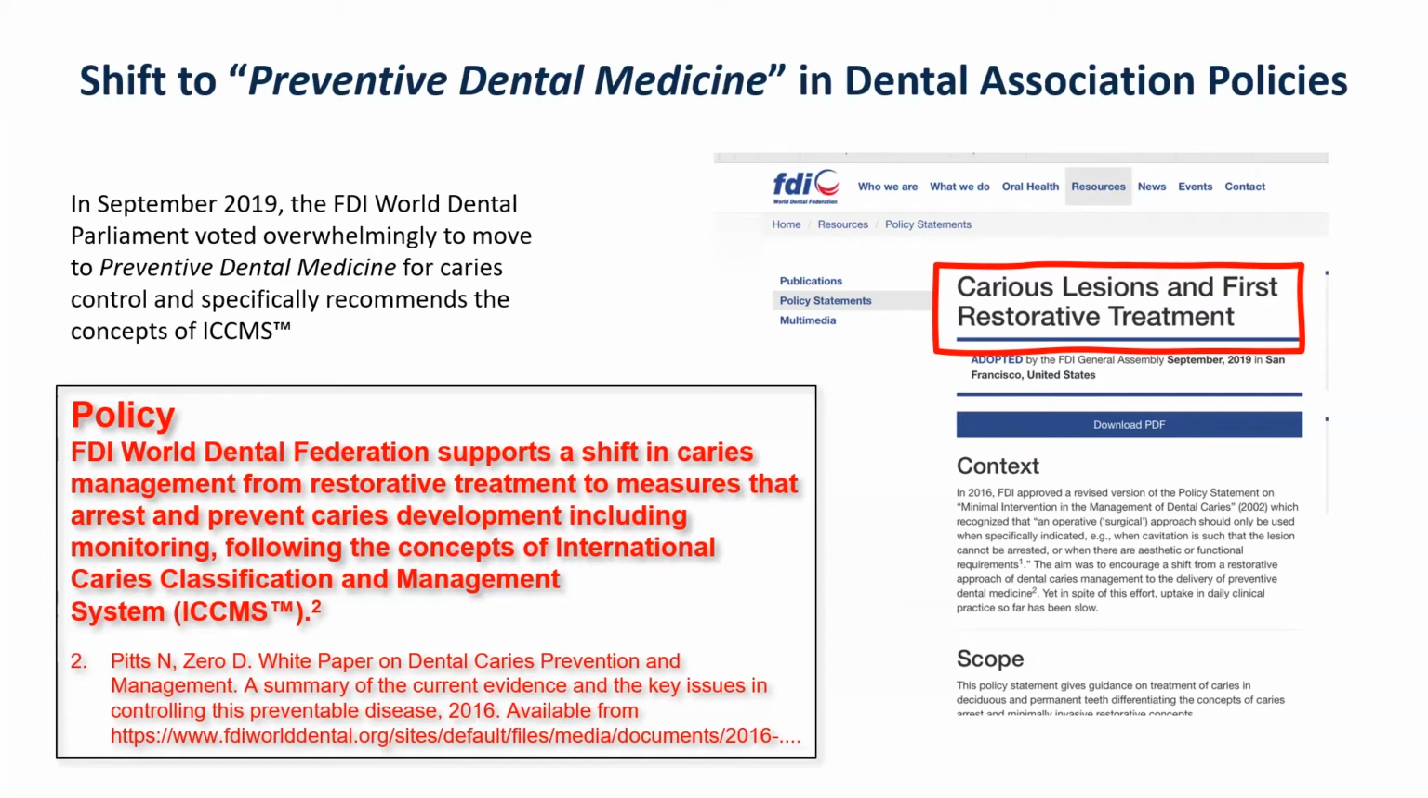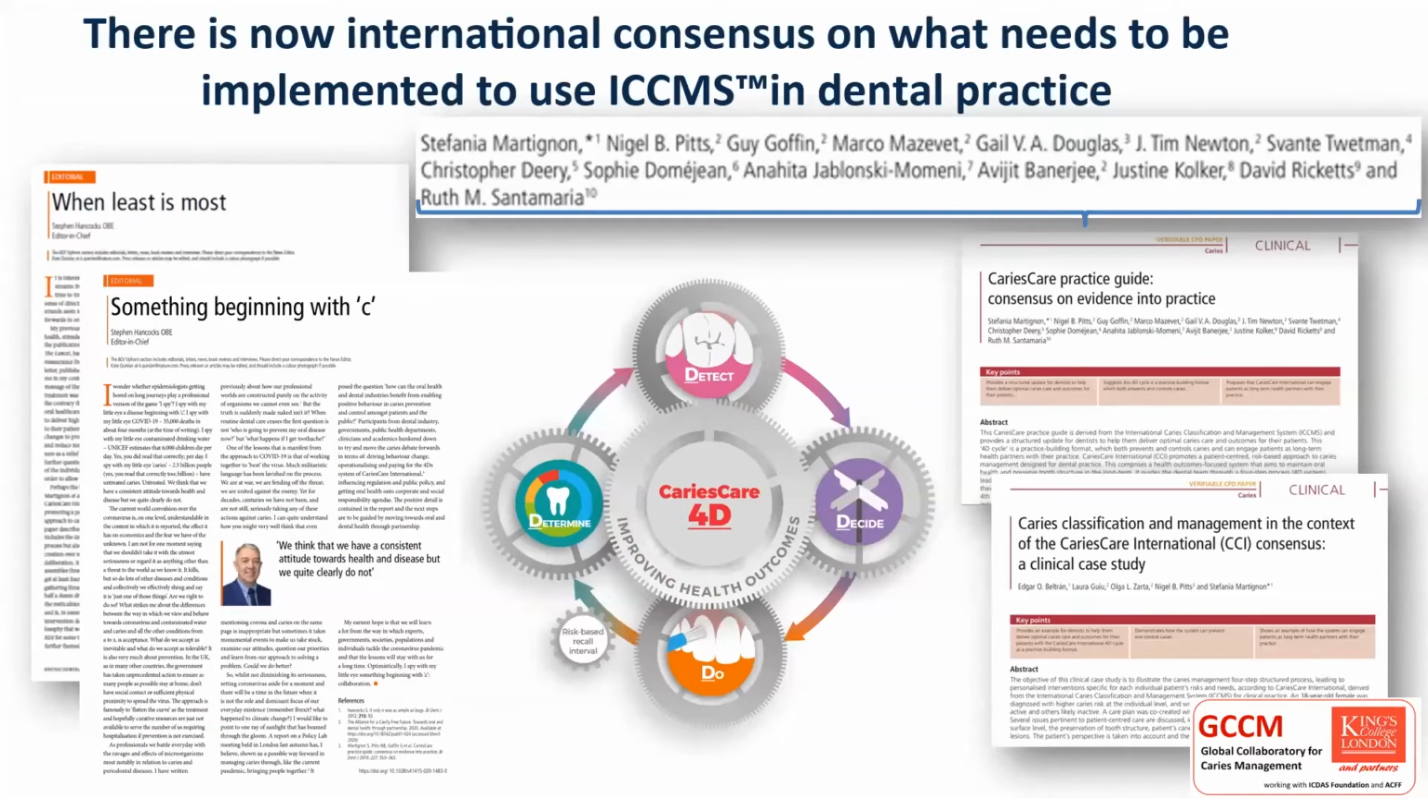And at the end of 2019, the FDI had a policy statement for caries lesions and first restorative treatment. So the policy now for all the dental associations is to move towards preventive dental medicine and using the concepts of ICCMS. In order to try and make that easy to deliver in practice, this Caries Care International group got together, 44 authors from many different countries, grouped together with the 4Ds, and we produced a consensus on evidence into practice.